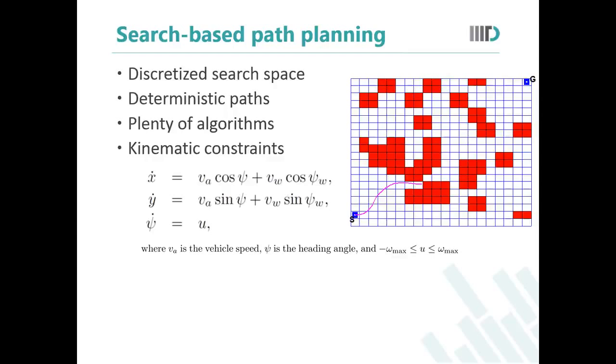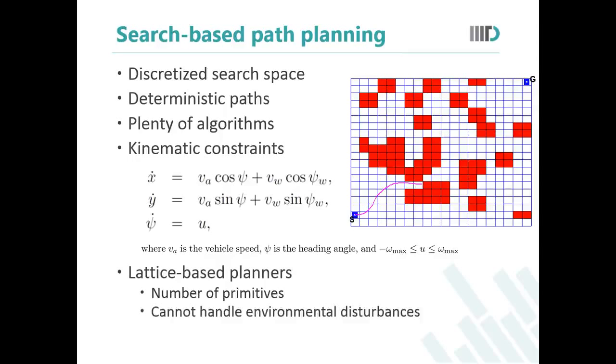Other than this constraint, let's say that we use some kind of lattice-based planners that have been used earlier. The main issue is the number of primitives that you need to design, because you have a continuous space from minus omega to omega, so you don't know how many primitives you really need. Another thing is that even while planning, you don't take care of the environmental disturbance. It's only after the plan that you do it.